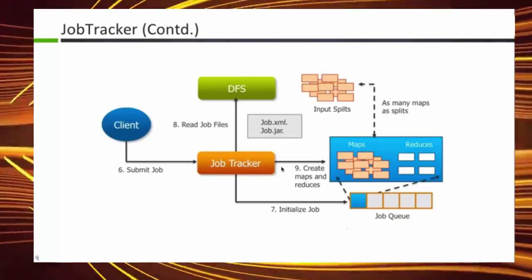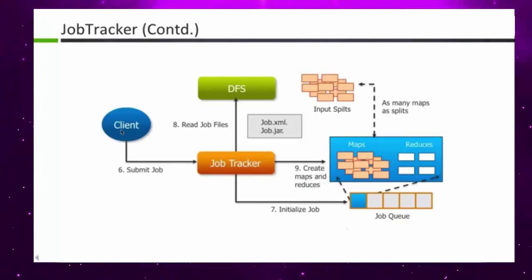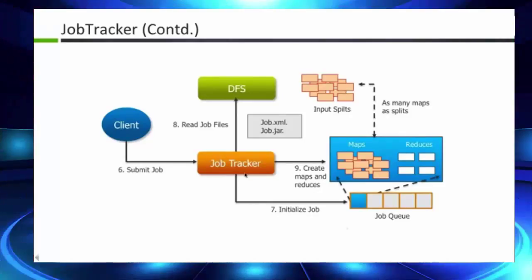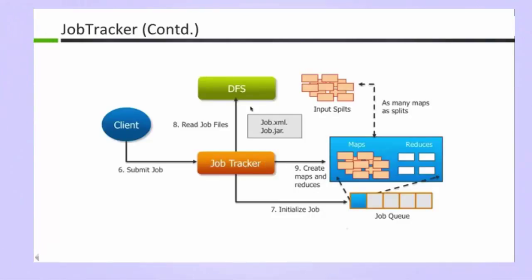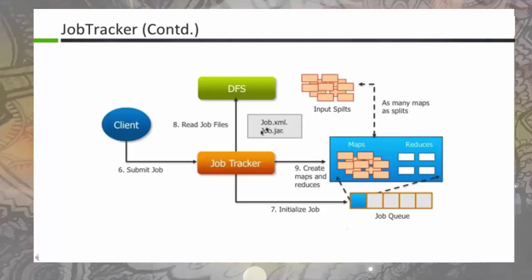The next one says you submit the job. It's the same replication of the same thing, earlier repetition here. So submit the job to the job tracker. What does job tracker do? Job tracker is going to read the job files. These job files are basically nothing but the map task and the reduce task.